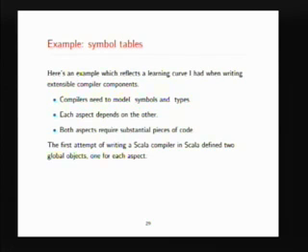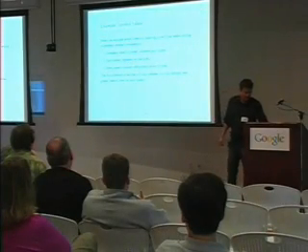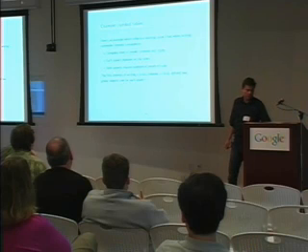A symbol has a type. A type might be a class which contains symbols. So there's a recursive cycle, and both aspects require substantial pieces of code. So the first attempt of writing a Scala compiler in Scala defined two global objects, one for each aspect.